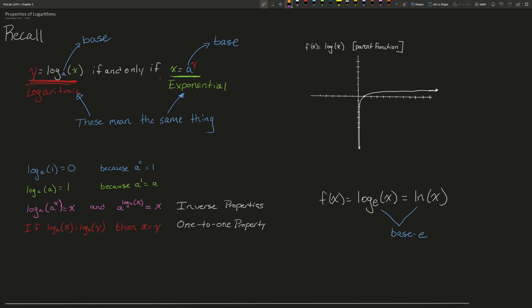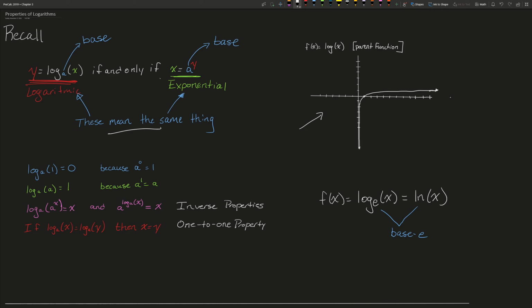Keep in mind that both of these things are the same thing. They both say the exact same thing. And we will need to be able to move from logarithmic to exponential and exponential to logarithmic. The next thing that we went over was the general parent function of log x, which looks like so. And we need to be able to apply transformations, shifts, shrinks, and everything that we went over in chapter 1.